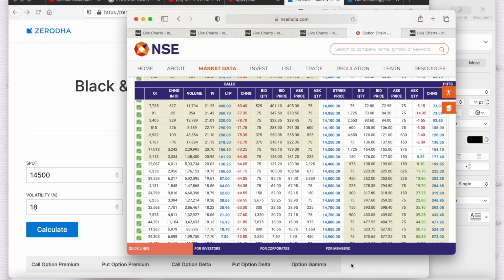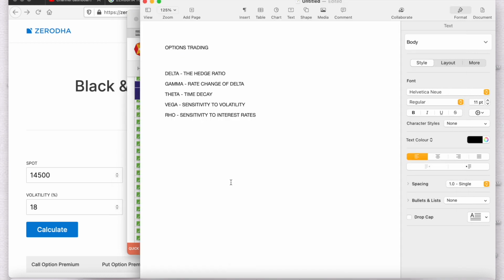Let's understand some important things in the market which I want to show you. Now, to calculate the intrinsic value, first let me explain you what is an intrinsic value of a stock, of an underlying commodity or the index or whatever option which you are trading in.